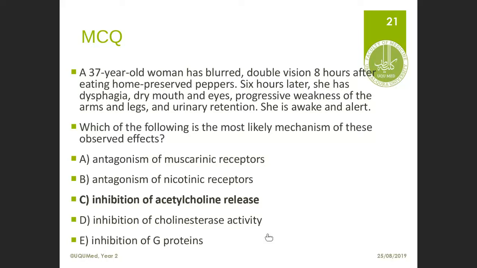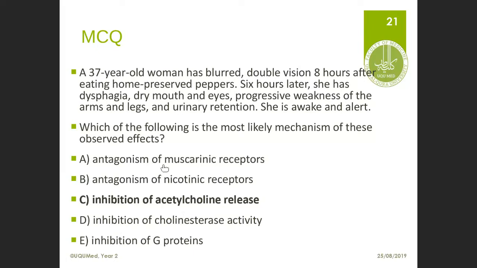It is a molecule, you can say a chemical compound, but G proteins are specific proteins inside the cells. So if there is inhibition of cholinesterase activity, then ultimately there is more acetylcholine in the synaptic cleft, and ultimately there is more secretion. So the female has dry mouth and eyes, which means this option is also not good.